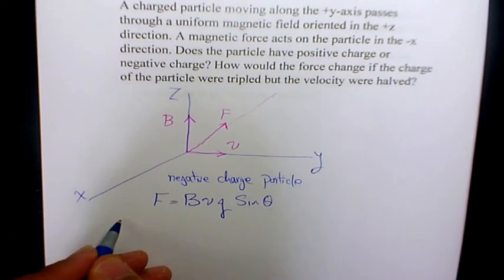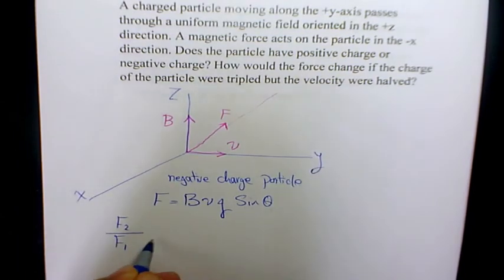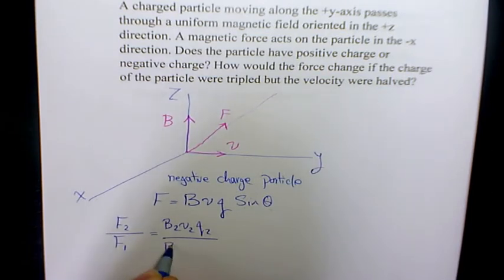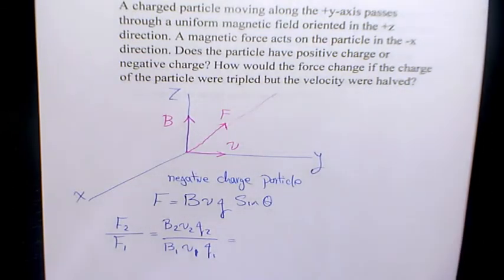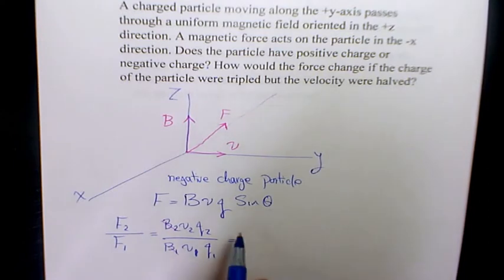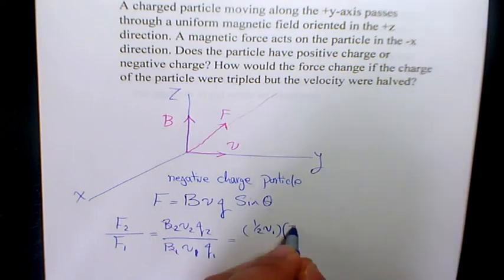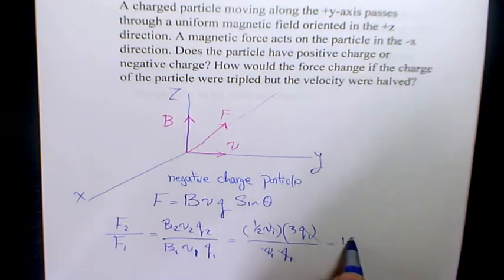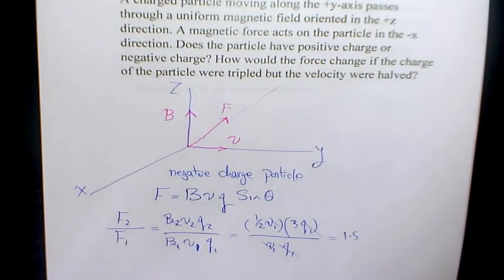Or you can say F2 over F1 equals B2 V2 Q2 divided by B1 V1 Q1. B is not changing, so B2 and B1 are the same, so they cancel out. V2 is half of V1, and Q2 is tripled, 3 Q1. So 3 times half is 1.5, so F2 over F1 is 1.5. That's how we find the ratio.